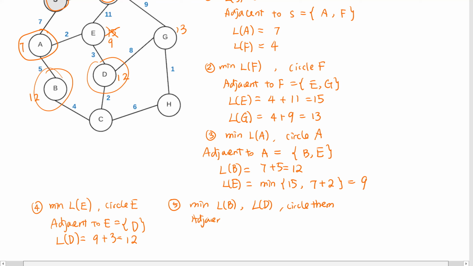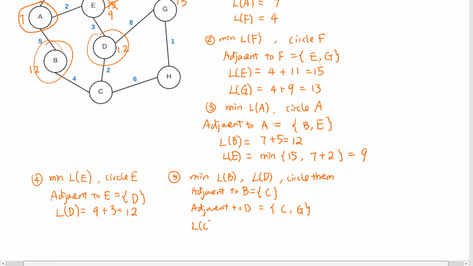Adjacent to B. You see the process repeats a lot. Adjacent to PB is C. Adjacent to D is C and G. We also need to include G because it's not circled.